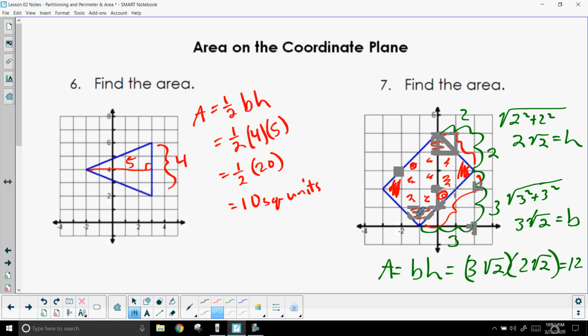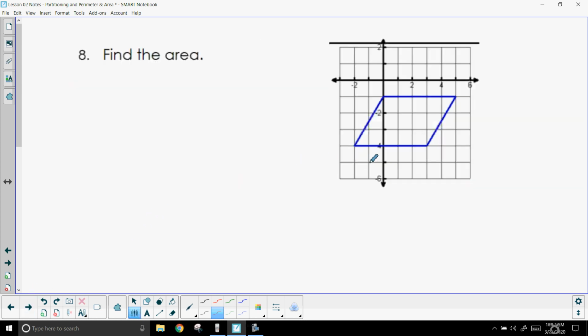Same game, but this one's just as easy. Look, we'll make this the height. This can be the base. So 1, 2, 3, 4, 5 for the base, 1, 2, 3 for the height. So base times height, 5 times 3, and we know that to be 15 square units. Easy peasy.